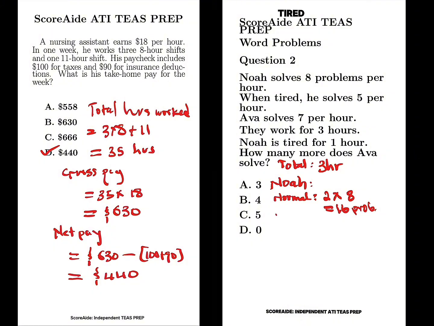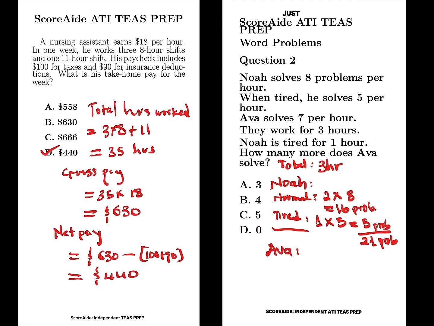Now, tired. When tired, he was tired for 1 hour and at a rate of what? At a rate of 5 problems per hour. So this is going to be 5 problems solved, right? 5 problems solved. So Noah solved a total of what? That's going to be 21 problems solved totally, right?